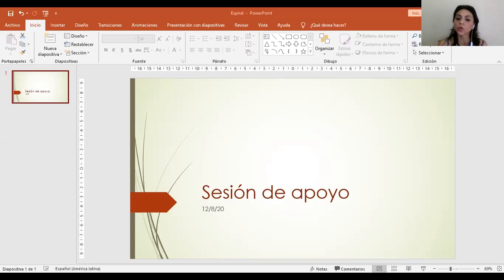Hi guys, while we are waiting for someone to come to the sesión de apoyo, I'm going to review telling the time. I know that this is a topic that belongs to today's session, but if nobody comes for the help, then I'm going to review telling the time because I know sometimes it's difficult to understand it. If someone comes to the sesión de apoyo, I'm going to stop this recording.